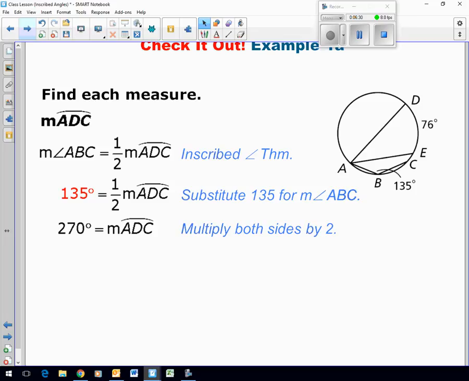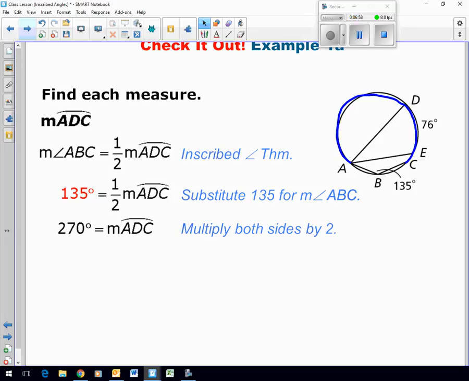So that means that all of this, A to D to C, that whole thing is going to be 135 times 2, right? 135 times 2 is 270. So the whole thing would be 270, okay? From A, D to C. You'll see how I do that?